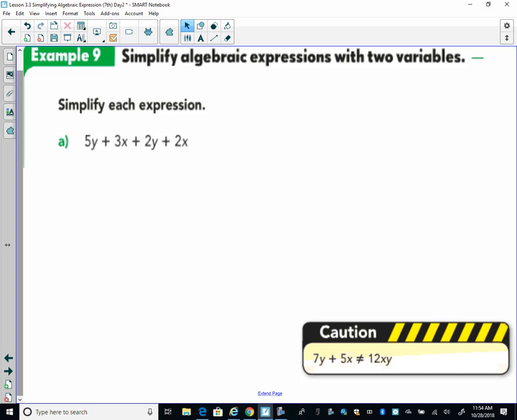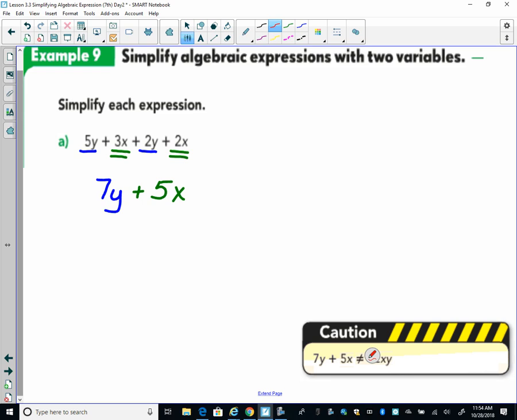Notice here we have 2 different variables. So we start looking at this the same way we did the previous examples. Find your like terms. We could start with 5y and 2y, addition signs in front. So we just add 5 plus 2 is 7. That gives me 7y. Go to your x terms. We have 3x plus 2x, that gives me 5x.